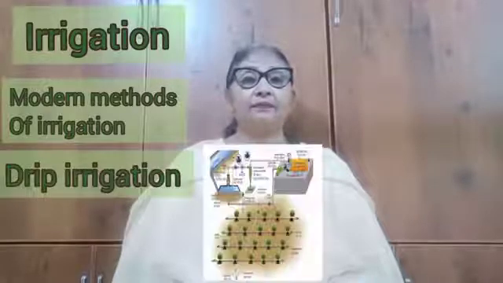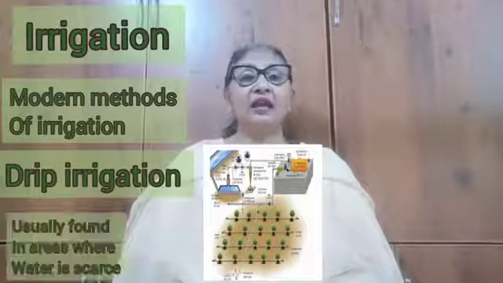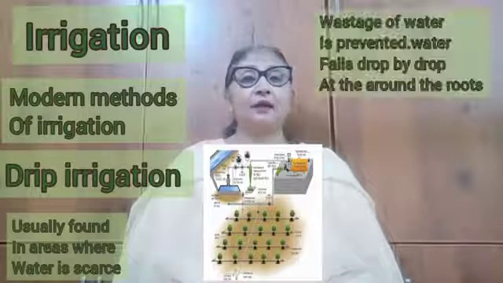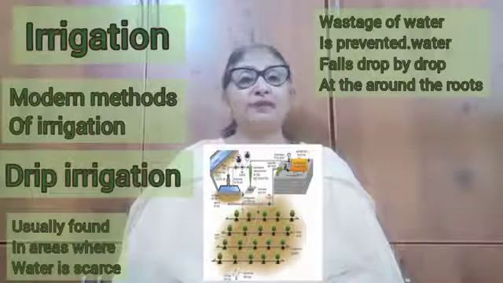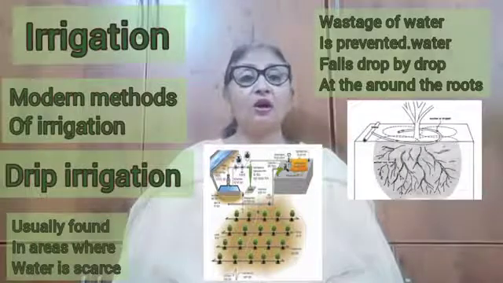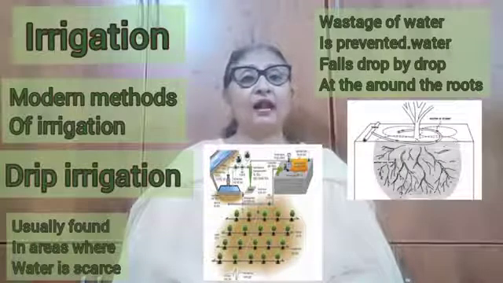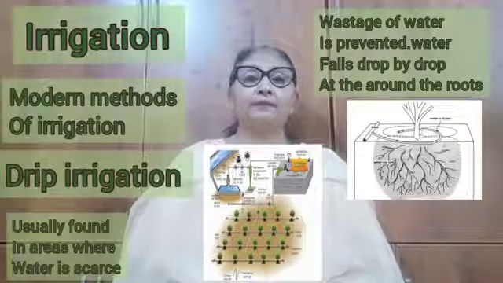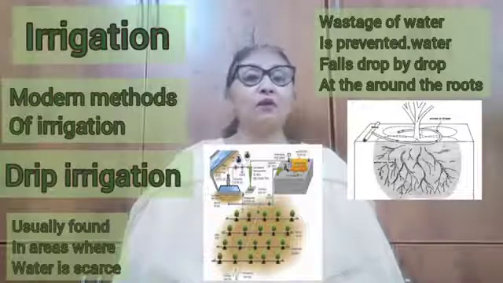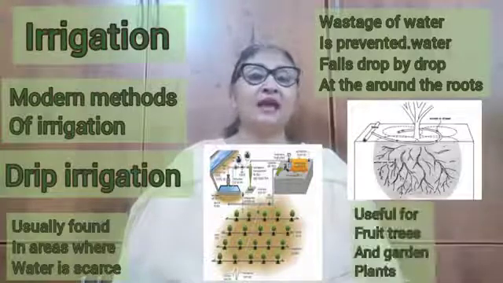The next is drip irrigation. It is usually found in areas where water is scarce. Here, it prevents wastage of water because water falls drop by drop around the roots. This type of irrigation is very useful in case of fruit trees and garden trees.